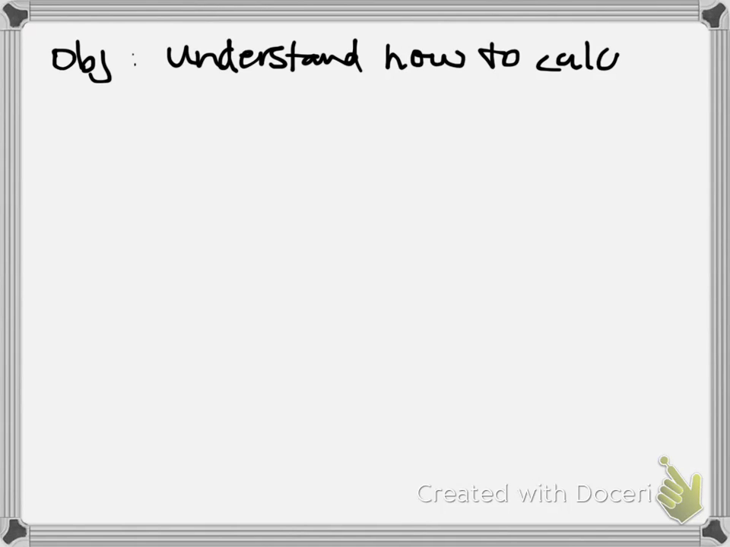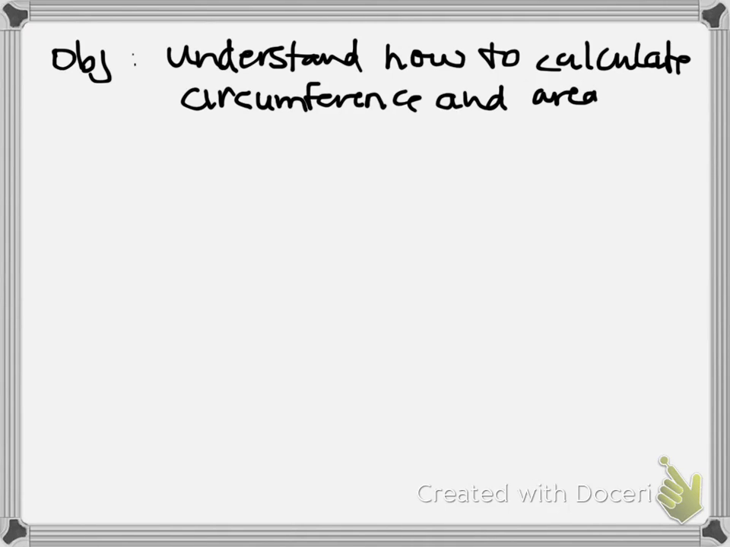So our objective is to understand how to calculate circumference and areas of circles. And in addition to doing that, you're also going to be given an area, and your job would be to find a missing piece. Okay?